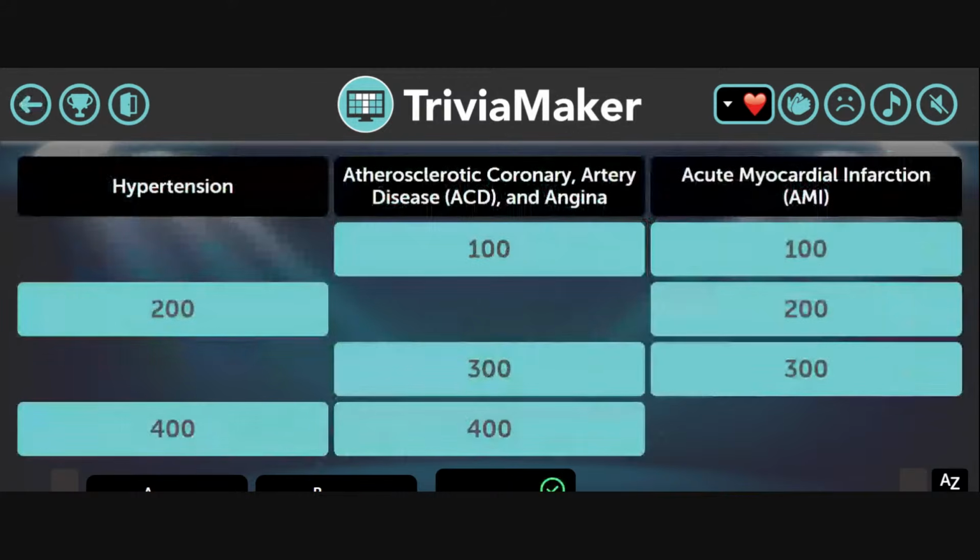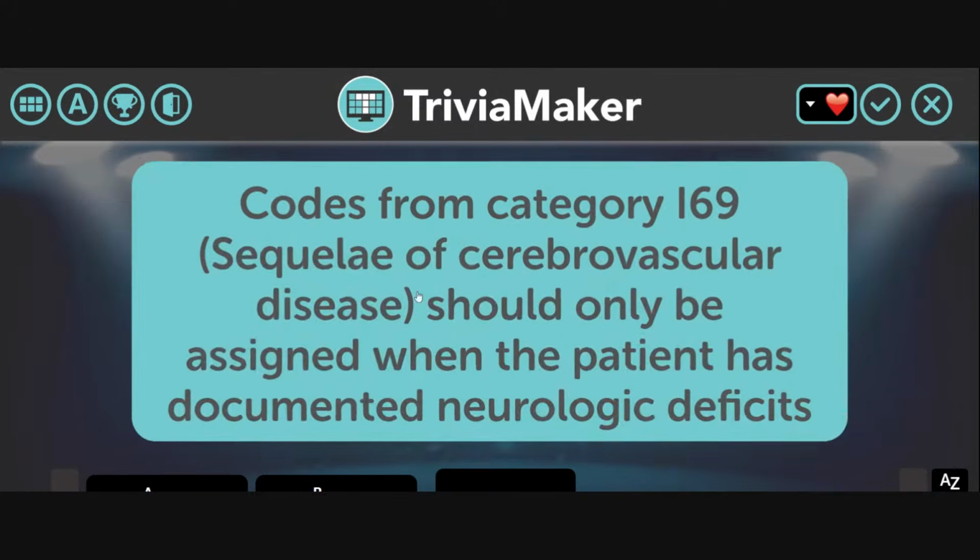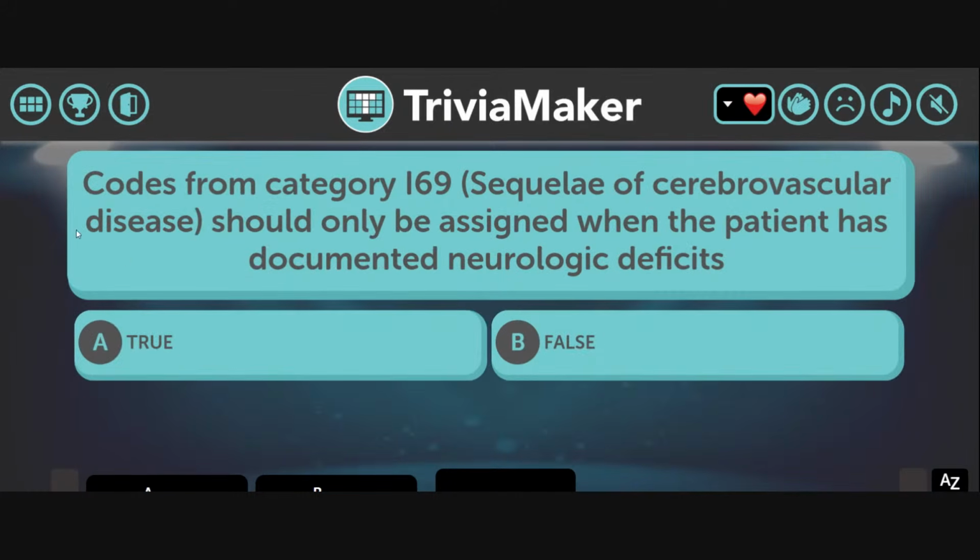All right, let's do a 400 in the middle section right here. All right, going back to I-69. So again, true or false, codes from category I-69, again, the sequelae of cerebrovascular disease, should only be assigned when the patient has documented neurologic deficits. Is this going to be true or false?